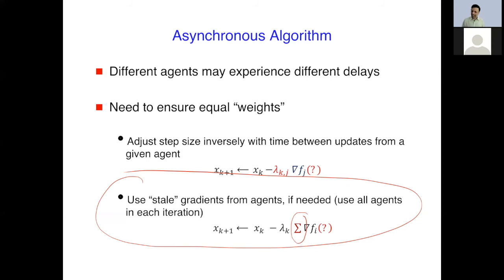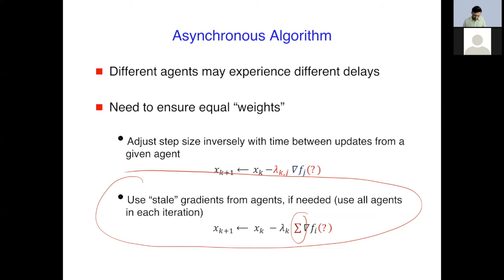And for each agent, the server will use the most recent value received from the corresponding agent. So maybe from agent number 3, I'm receiving the latest value. From agent number 1, I may have received the gradient 2 iterations ago. Agent number 7, I may have heard from him 7 iterations ago, and so on. That's the most recent gradients received.